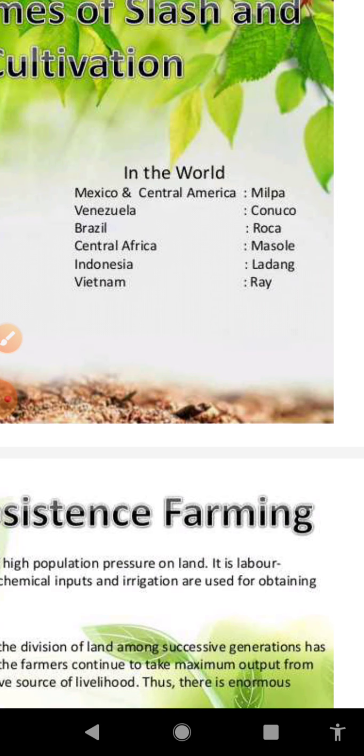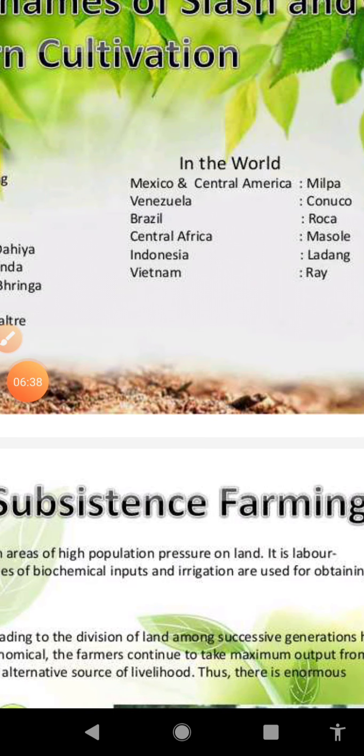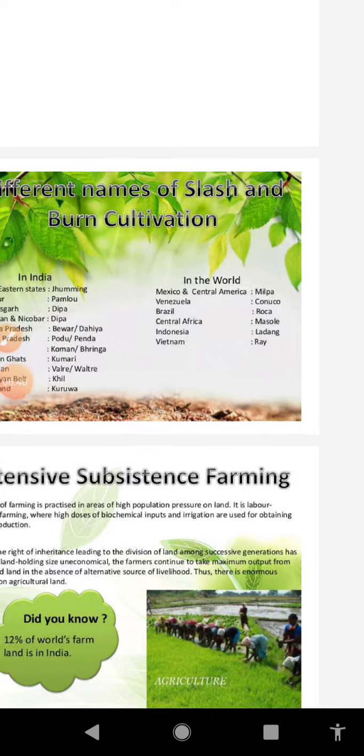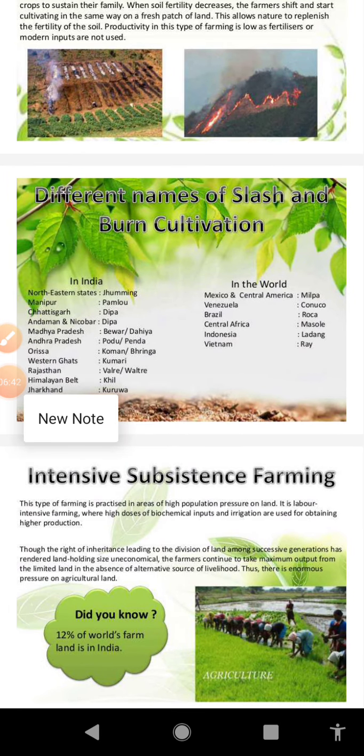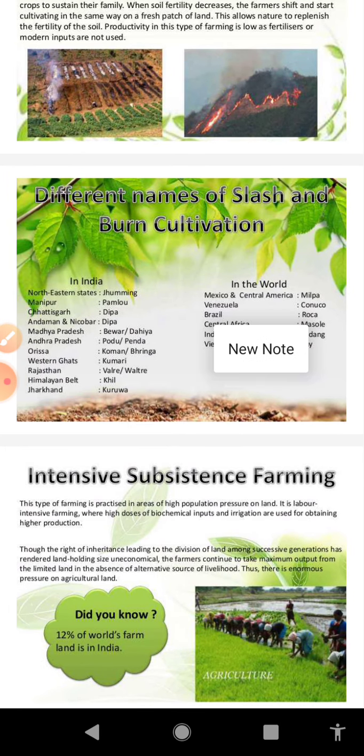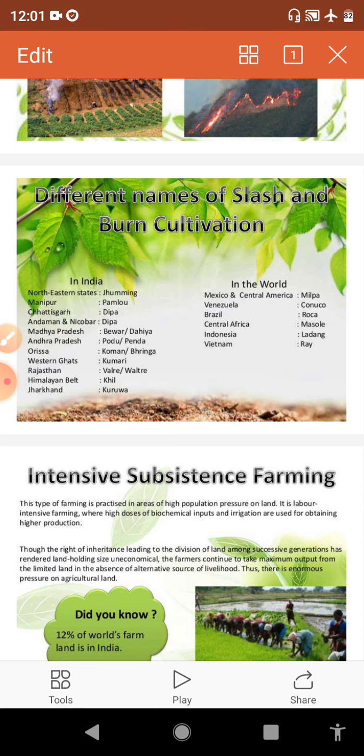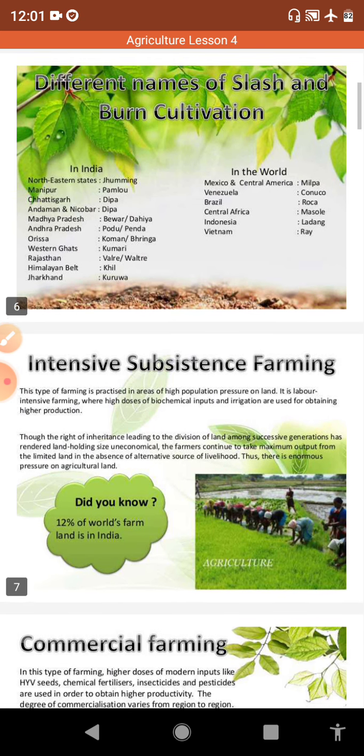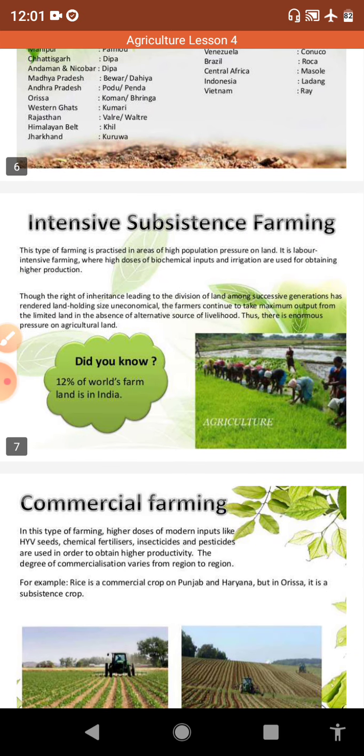You should learn by heart all these local names, because in a very short answer type question you may be asked to mention the local names of shifting agriculture. After that we will discuss intensive subsistence type of farming.